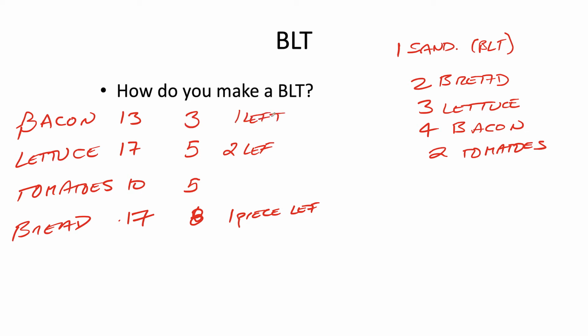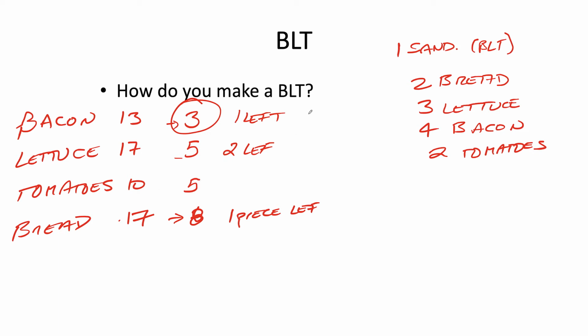So how many sandwiches can we make? Can we make 3, 5, or 8? Whatever's less, the lowest number is how much we're going to make. So we're going to use up 12 pieces of bacon when we make these 3 sandwiches. We got 1 left, poor thing. And then we're going to use up 9 pieces of lettuce, 6 pieces of bread, and 6 pieces of tomato. So that's how we make our BLT.